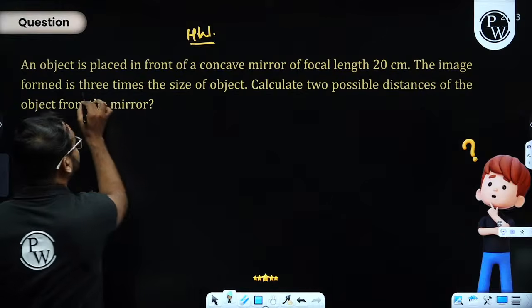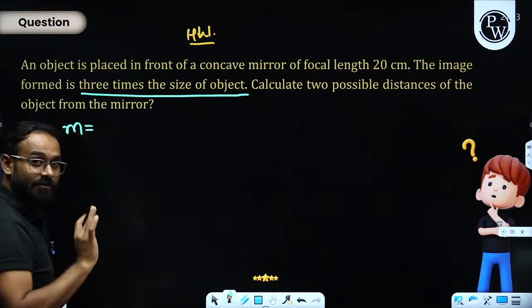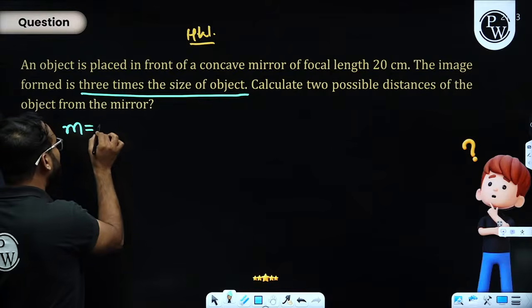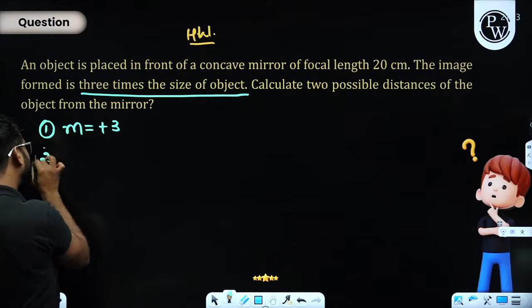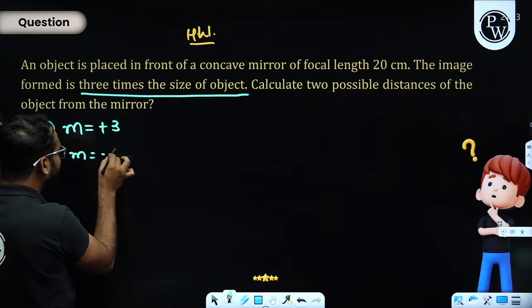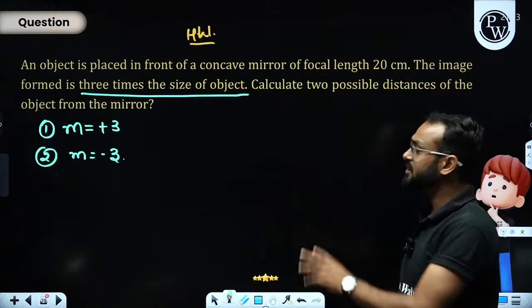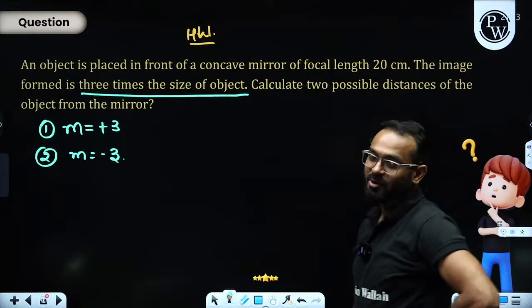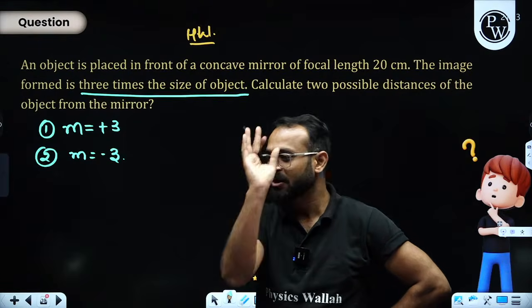Here they are giving 3 times the size of the object, because the nature of the image is not given. Now, in that case, what are you going to consider? In the first case, you will consider it as plus 3. In the second case, it will be minus 3. By using this, calculate the 2 possible distances. This is what you need to do. This is a wonderful question and you need to try it as homework.